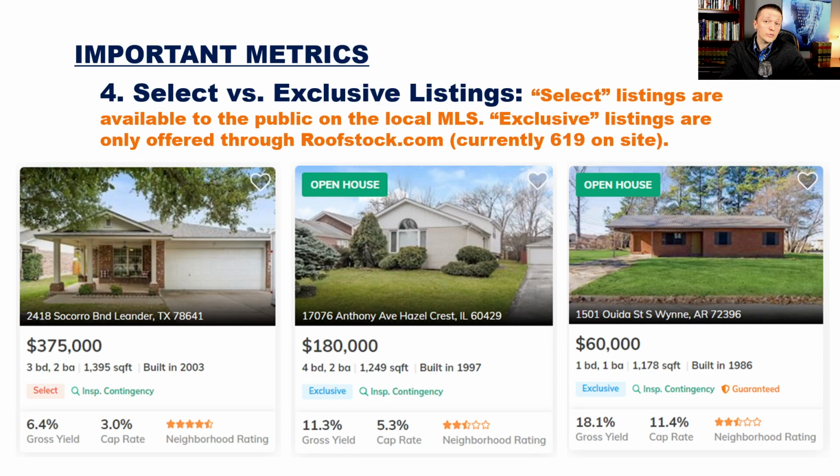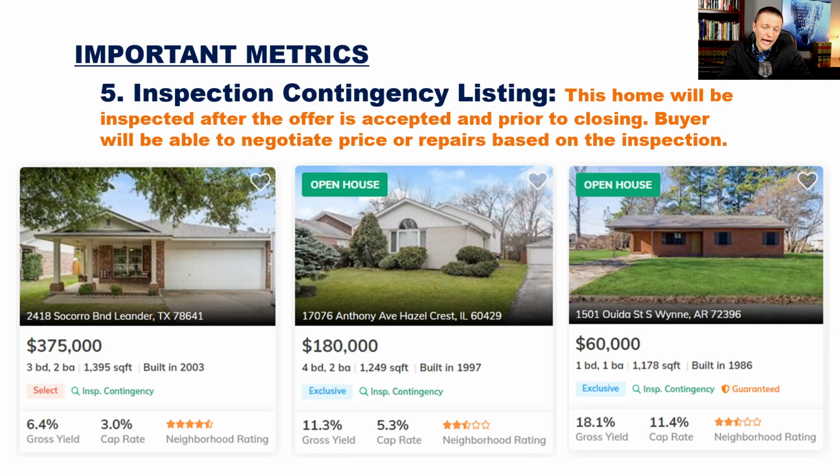And this is important for reducing the amount of competition that you're going up against as you're trying to hunt for a good property to buy. And so I would suggest that you consider looking at exclusive listings before you look at select listings on the Roofstock website, because you might be able to find a better deal or be able to negotiate a better price since there's less competition.